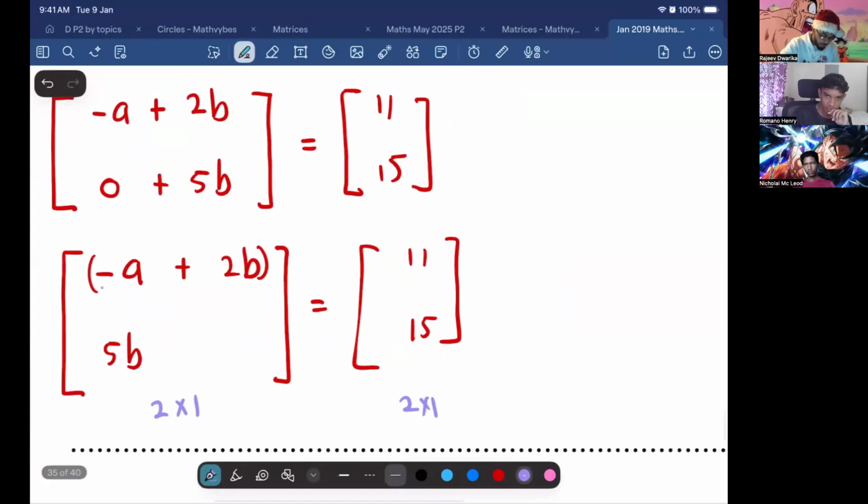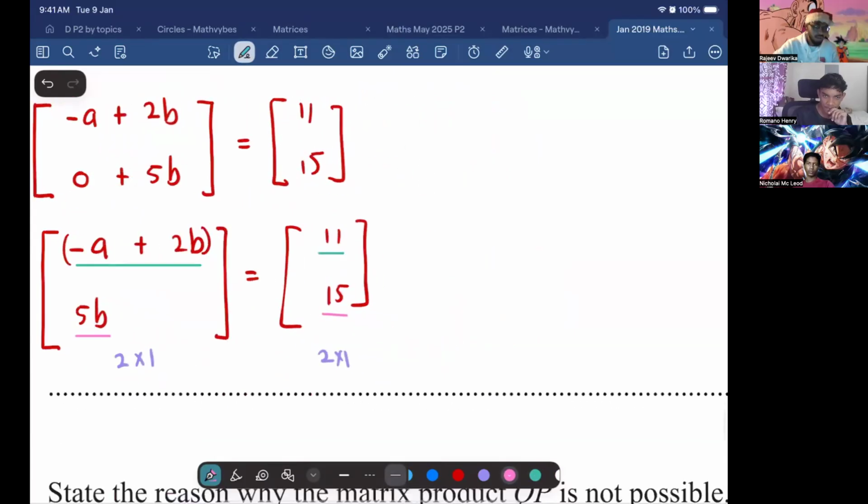So what do you think I'm going to put minus a plus 2b equal to? 11. Yes. What do you think I'm going to say 5b is equal to? 15. So guys, we're going to end up with 2 equations: minus a plus 2b is equal to 11, that's 1, and 5b is equal to 15.